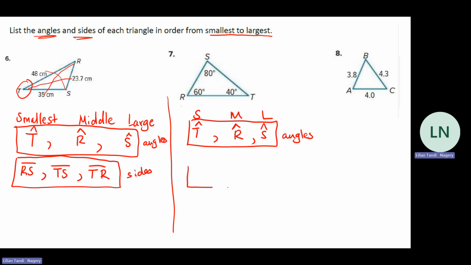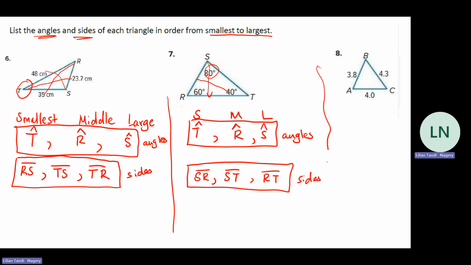Okay, so let's do the sides here. So the biggest side is this one here because 80 is the biggest angle. So the biggest side is RT. The smallest side is the one opposite 40, which is SR. And then what is left is ST, like that. This is for the sides. All right, let's do this one. Let's do the angles.